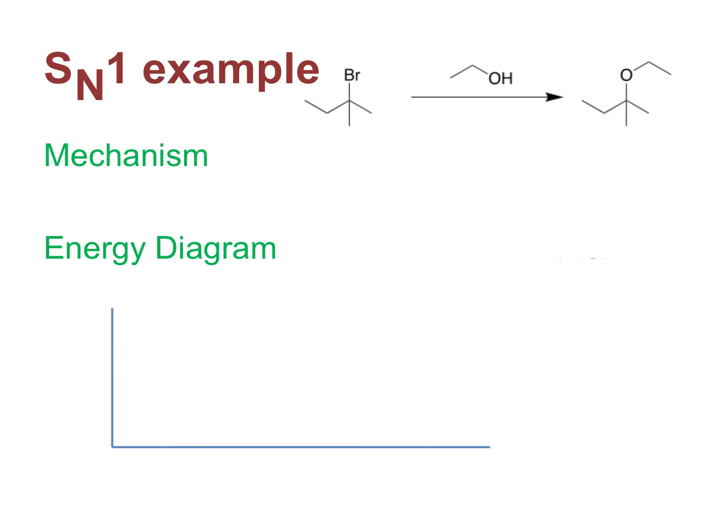All right, so now that we've sort of got the basics of the energy diagram and transition states, let's look at another example, but this time in SN1. So as we might recall, an SN1 mechanism is a little bit more complicated. So let's go through that first.